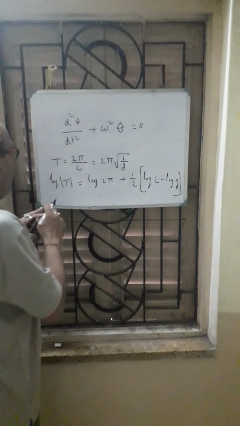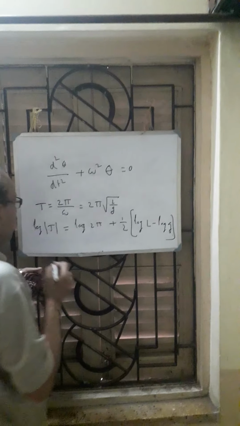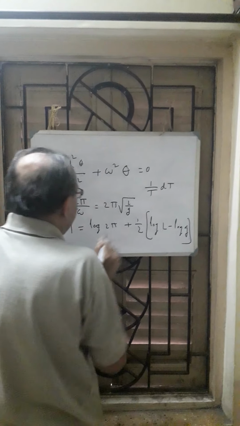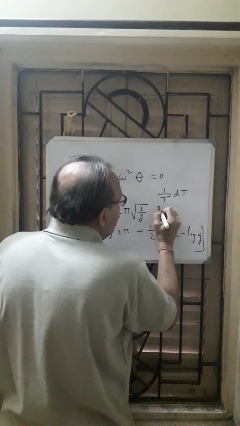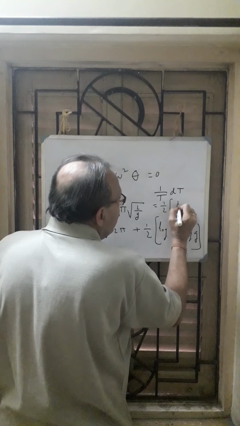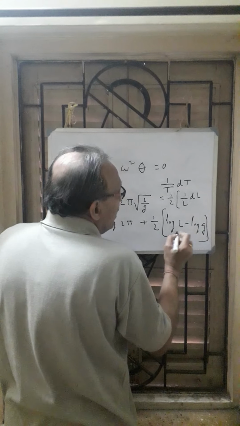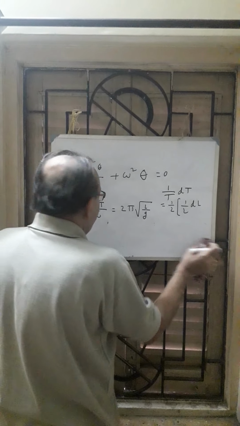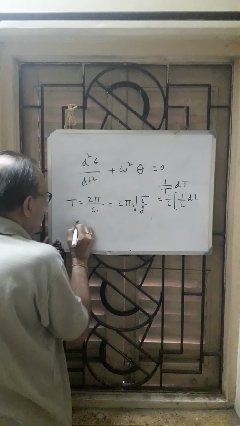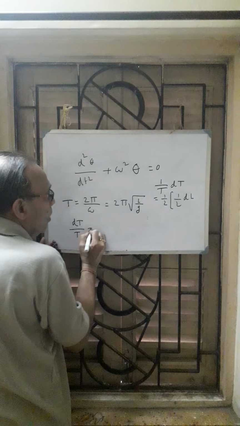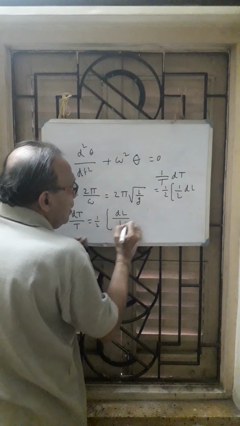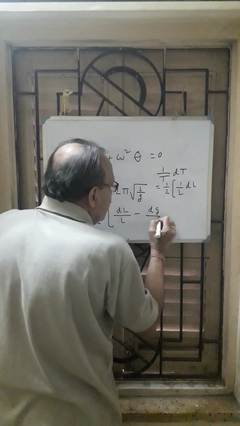I then take differential. You know the difference between differential and differential coefficient? d by dx of log x is 1 by x, d by dt of log t is 1 by t. I write 1 by t and then dt. Taking differential, 2 pi gives 0, equal to half into 1 by L into dl minus 1 by g into dg. I write this thing here: dt over t equal to half dl by L minus dg by g.